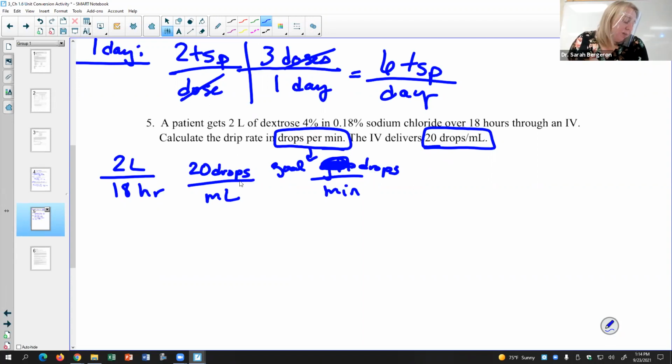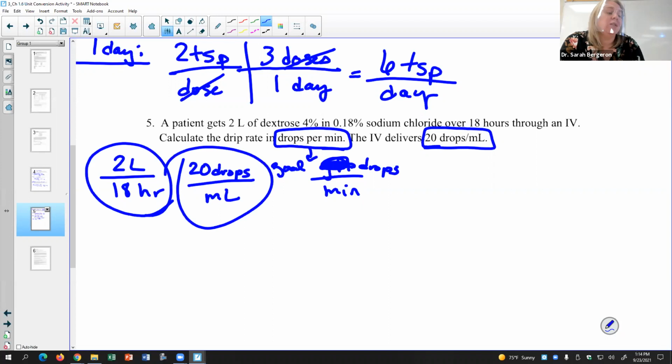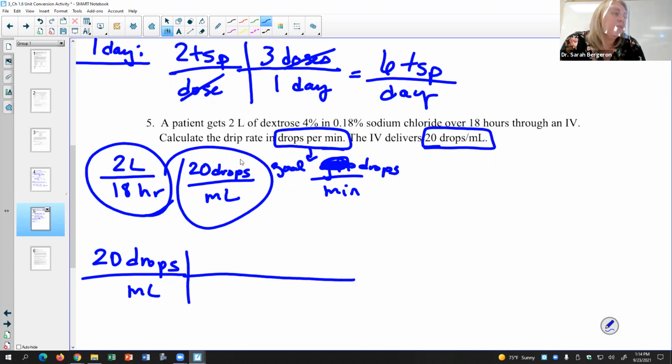Okay, so what do we start with? Doesn't matter. Pick either one of these 2 things. Let's do 20 drops per milliliter. I'm trying to go from drops per milliliter to drops per minute. So do I need to change the drops? No. Do I need to change the milliliters? Yes. I want to get to minutes. So milliliters is on the bottom. Where's milliliters going to go? Top.